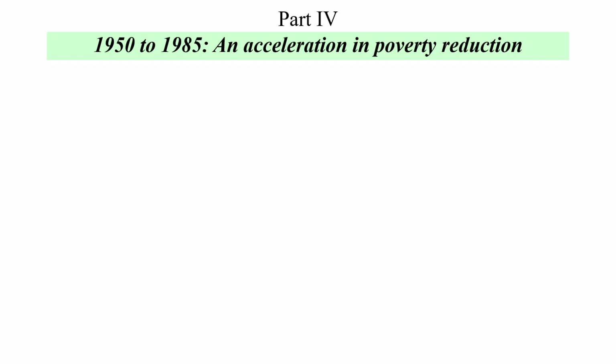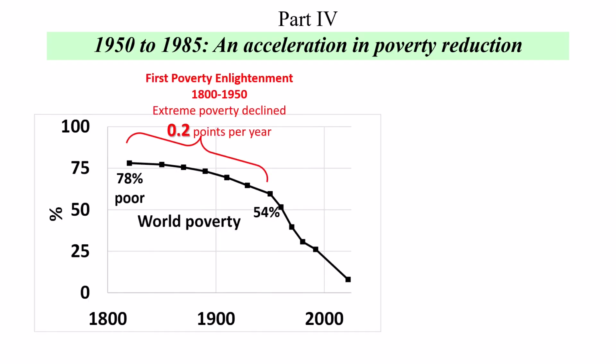On to our next and second last historical period in this video, 1950 to 1985, an acceleration in poverty reduction. I mentioned previously that 1800 to 1950 has been referred to as the first poverty enlightenment, a period when poverty declined by 0.2 percentage points a year, largely due to economic progress linked to industrialization, but also thanks to more democracy, which helped to spread wealth and income a bit more equally within societies.